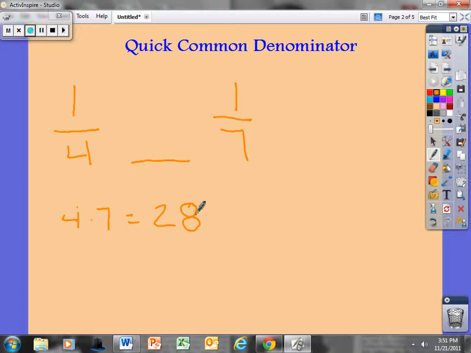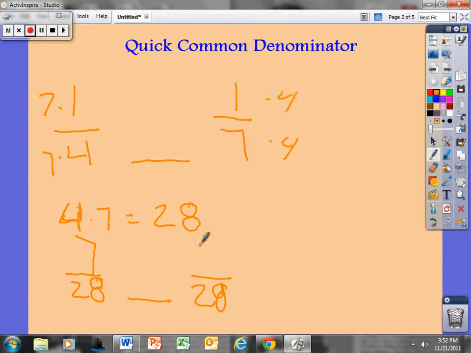Now that I figured out that 4 times 7 is 28, I now have my common denominator of 28. What did I multiply 4 by to get 28? Well, it's 7. Multiply the top by 7. 1 times 7 is 7. Just like today, whatever you do to the denominator, you must do to the numerator. If I look at 7 here, what did I multiply 7 by to get 28? I multiplied it by 4. 1 times 4 is 4. Now I have both being 28.